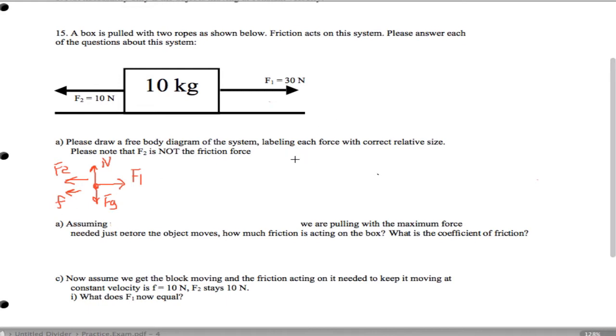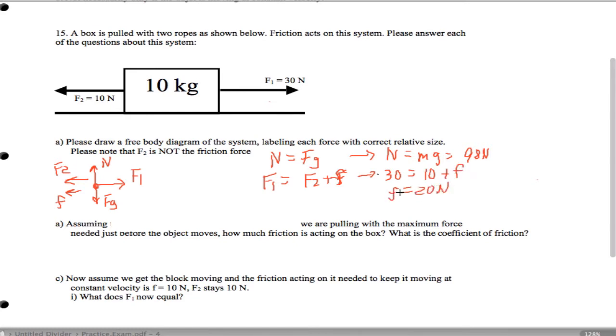The way we do that is, I'm just going to use the area for part A for this. Let's set up our equation. We've got the normal equals the weight. We've got F1 balancing F2 and the friction. And now we can go ahead and plug in some numbers. I know that the normal force equals m times g, and that's going to give me 98 newtons. And then for the F1 and F2 equation, I've got 30 equals F2, which is 10, plus friction. So I have a friction of 20 newtons.